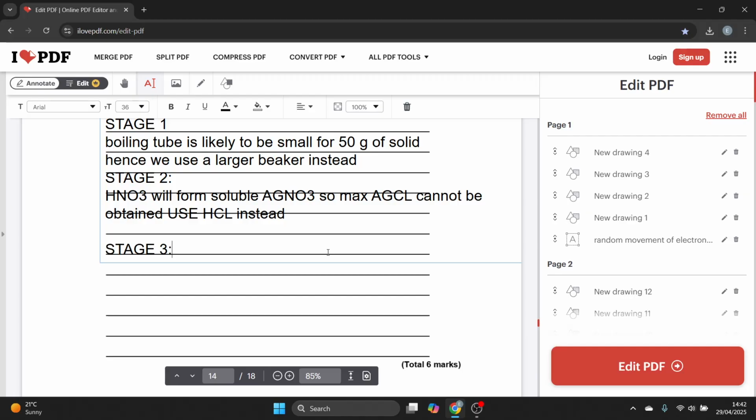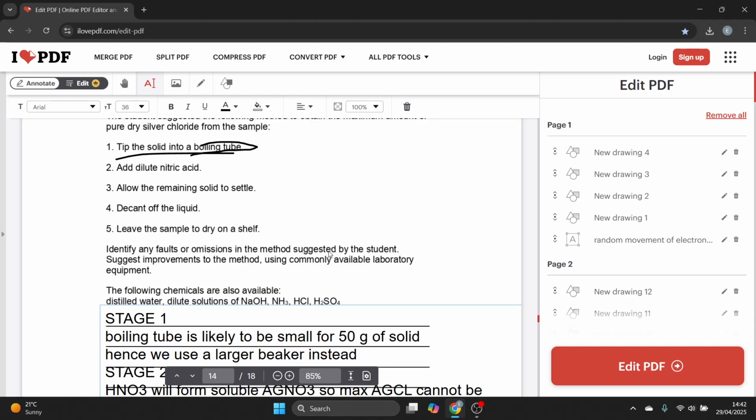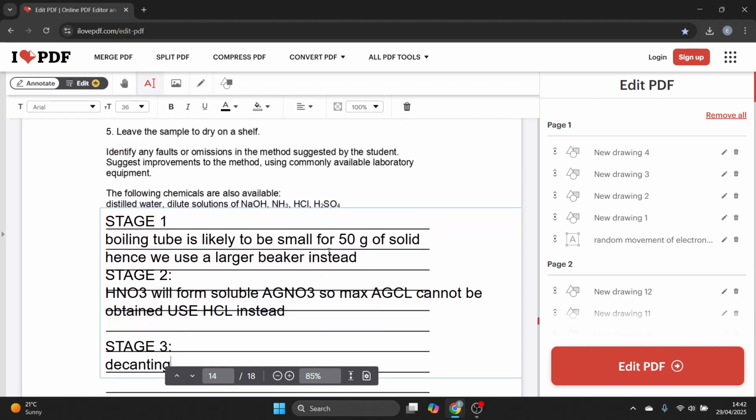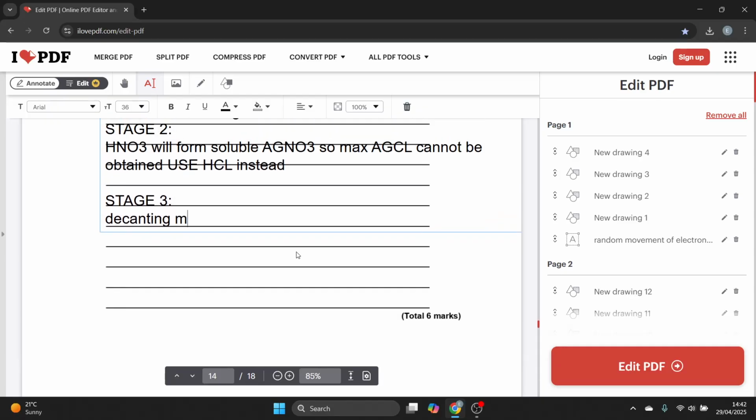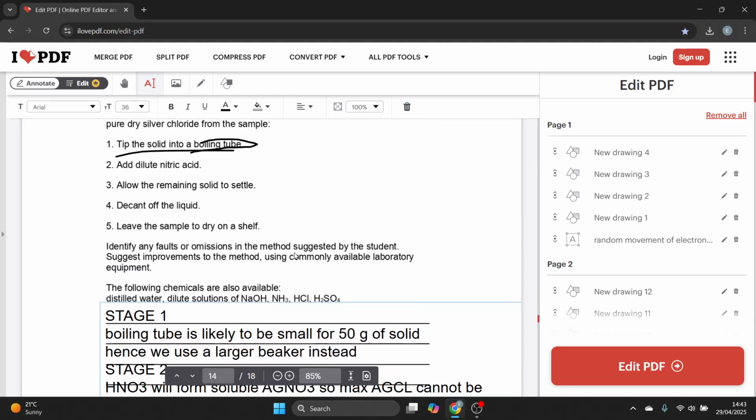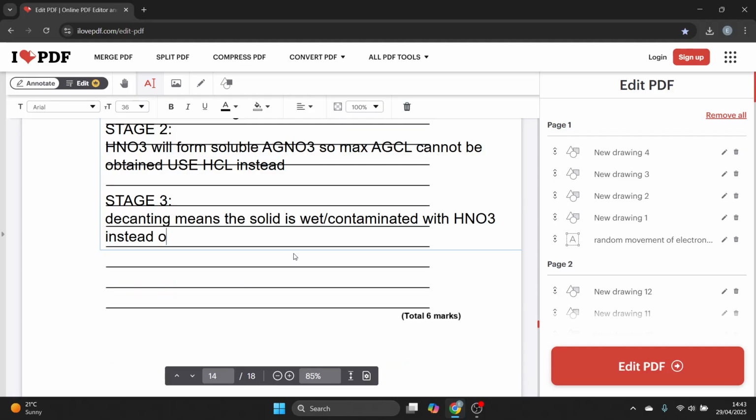Stage 3. Well, what does decanting mean? I think it's an old spec question because I've never heard of decanting ever. It means the solid is wet, contaminated with silver nitrate. So instead of leaving the sample to dry on the shelf, we need to use filter and then wash with distilled water.